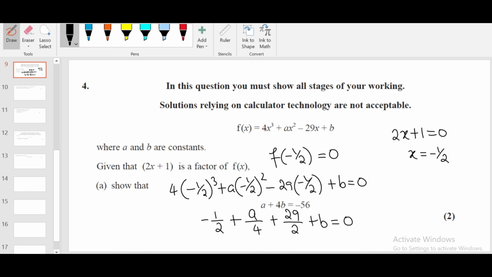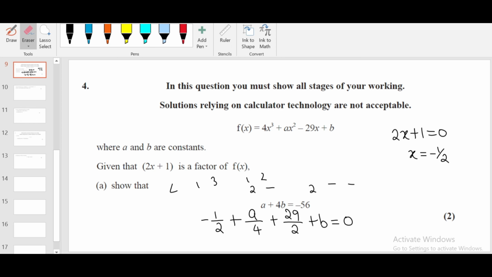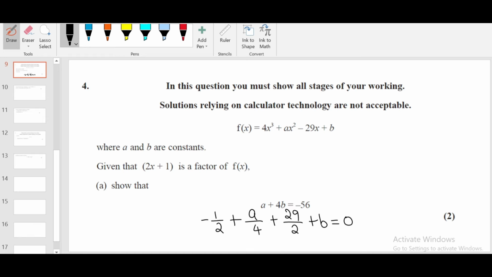Now we are going to multiply throughout by 4. When you multiply throughout by 4, you're going to get rid of these fractions. It's going to be minus 2 plus a plus 29 times 2 is 58 plus 4b is 0. We got the equation already. a plus 4b is equal to negative 56. That's just part A, the 2-mark question. Let's move on to part B now.